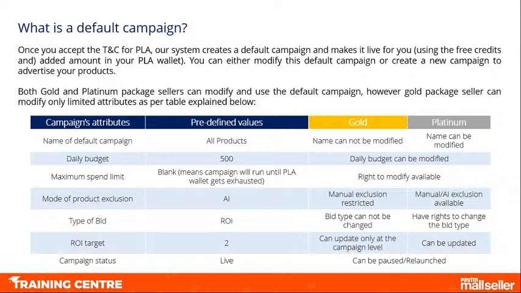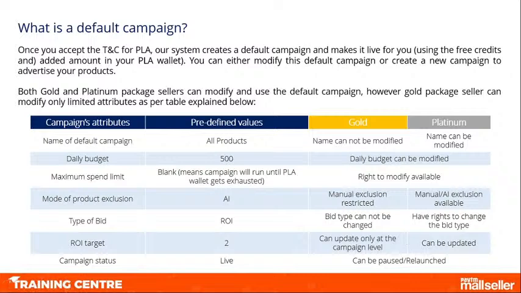Gold members can only update the campaign level ROI target, and Platinum members can change the ROI target at all levels. Both Gold and Platinum members get access to change, relaunch, or pause the campaign status. Let us discuss in detail in the upcoming slides.